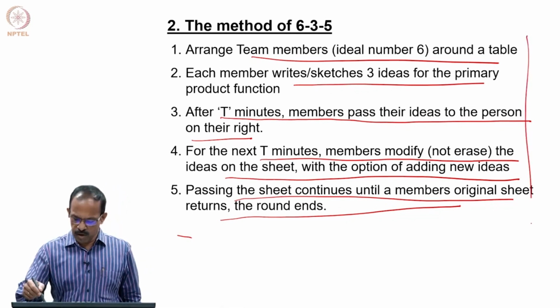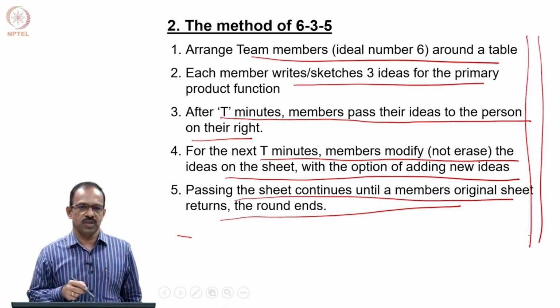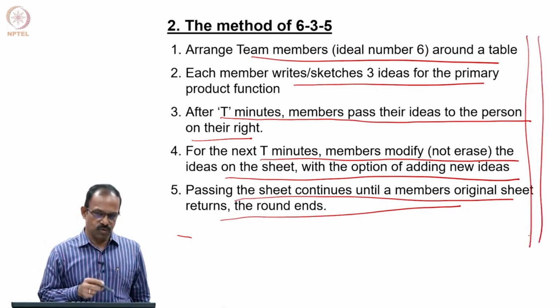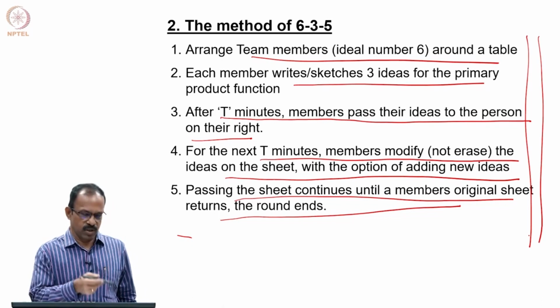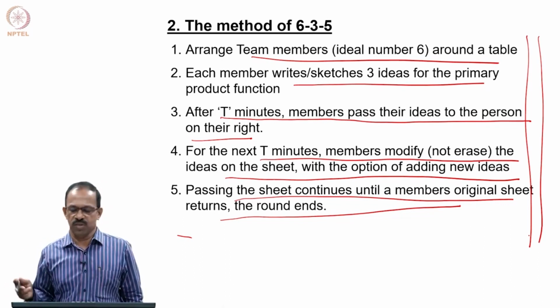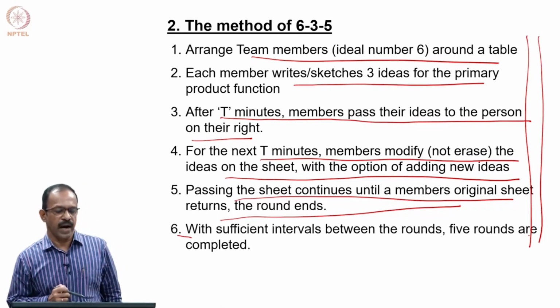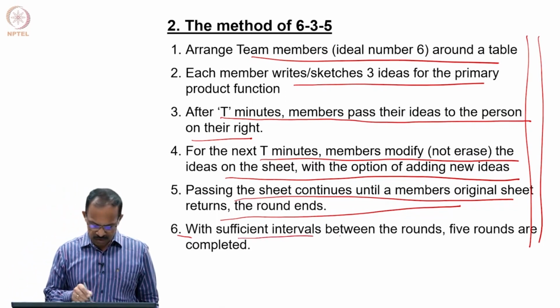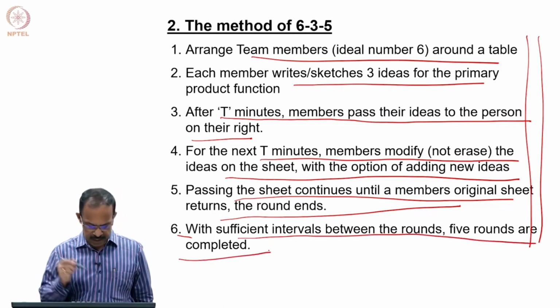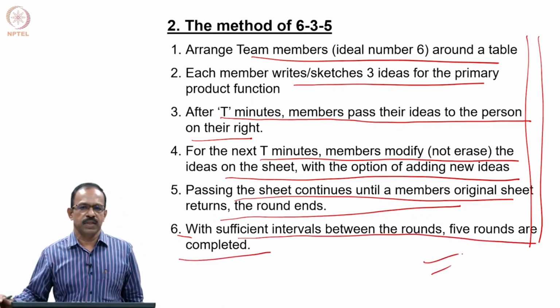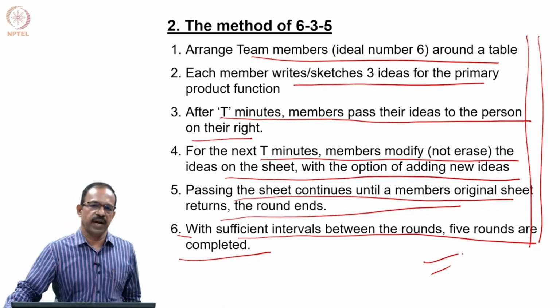So, this way you will be getting a large number of ideas in a short time. Each one will be creatively thinking about the solutions and getting ideas. So, this is known as the 6-3-5 method of idea generation. Sufficient intervals are kept between the rounds until 5 rounds are completed. So, this is the method by which you can get a large number of ideas.